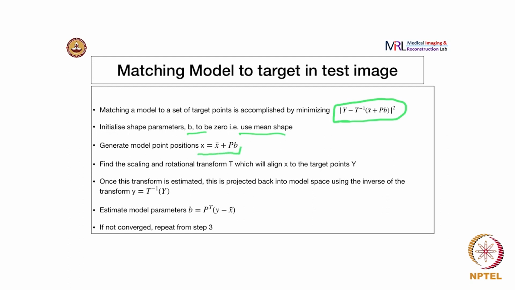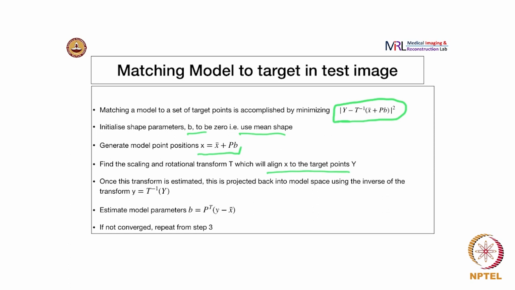Now we do this. Find a scaling, rotational transform which will align X to the target points Y. So you'll do scaling, rotation, and also translations, all three of them. I think I left out translations here, please add them. This would be a rigid body transformation that you're looking at, but you're doing it to a point cloud rather than to objects. So find this rigid body transformation that will align X to Y.